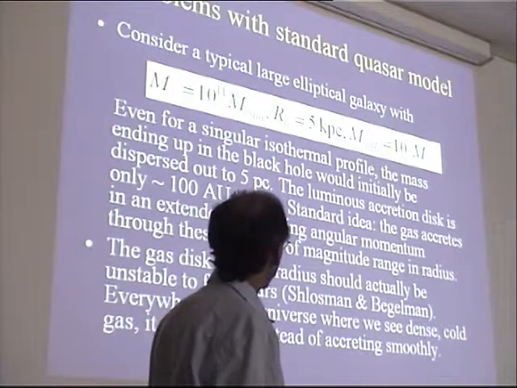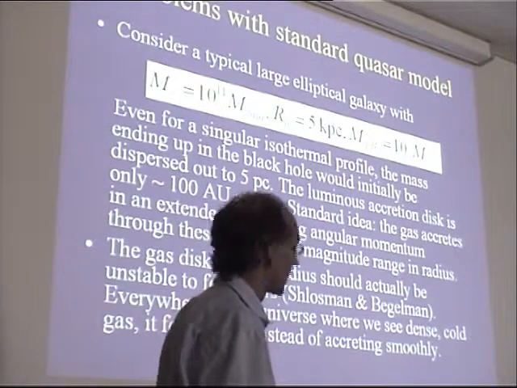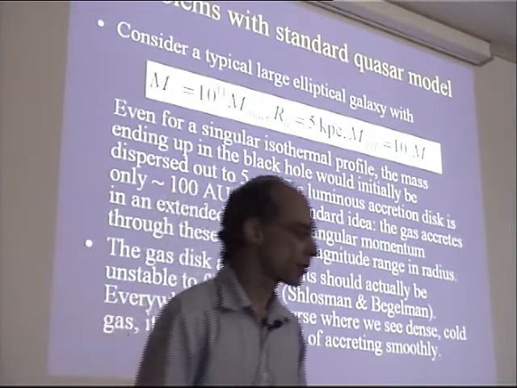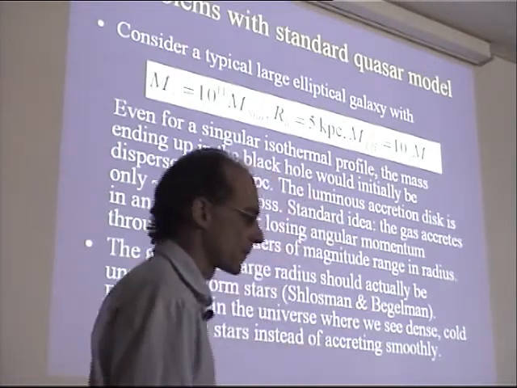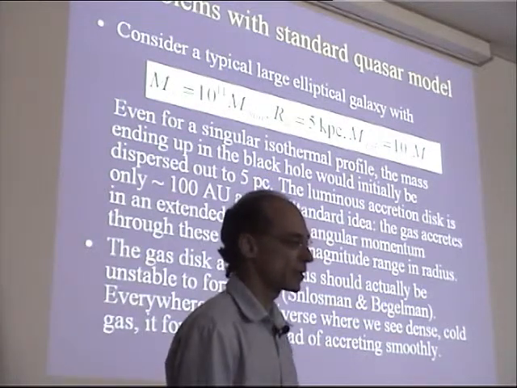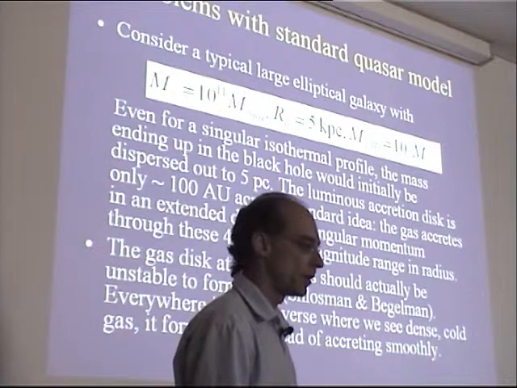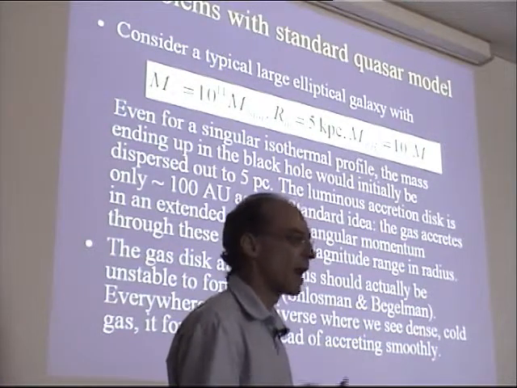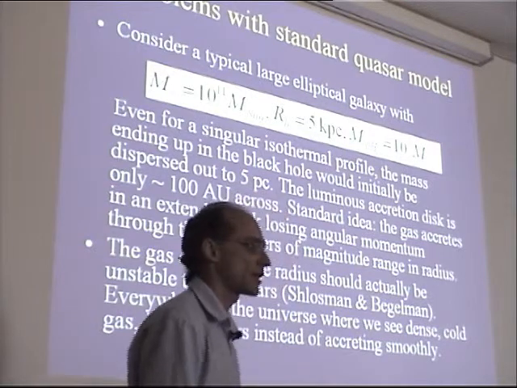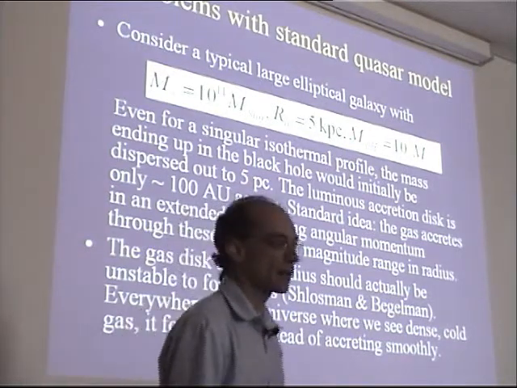And so then you have to explain how you go from 5 parsecs to 100 AU, how you carry 10 to the 8 solar masses all the way across these 4 orders of magnitude in radius. So, there is no way to account for this. Some people say that, well, maybe there are a lot of bars inside other bars, which somehow can account for the transfer of angular momentum that you require to carry out all this gas.